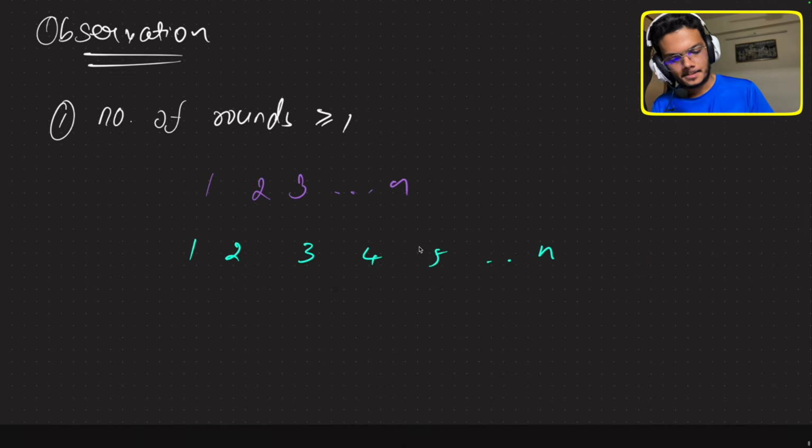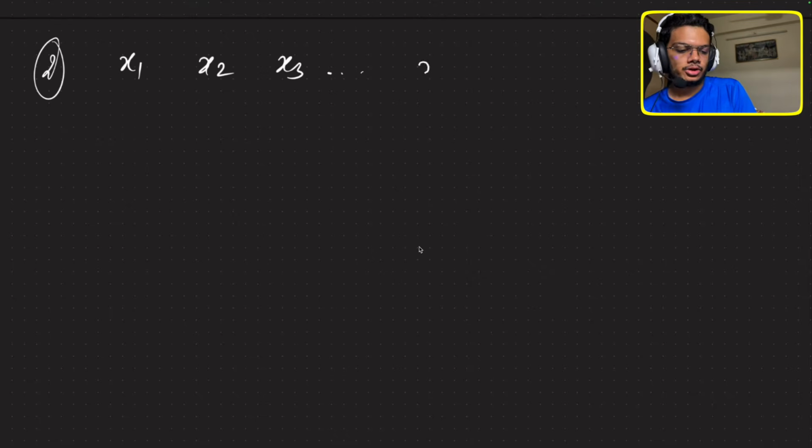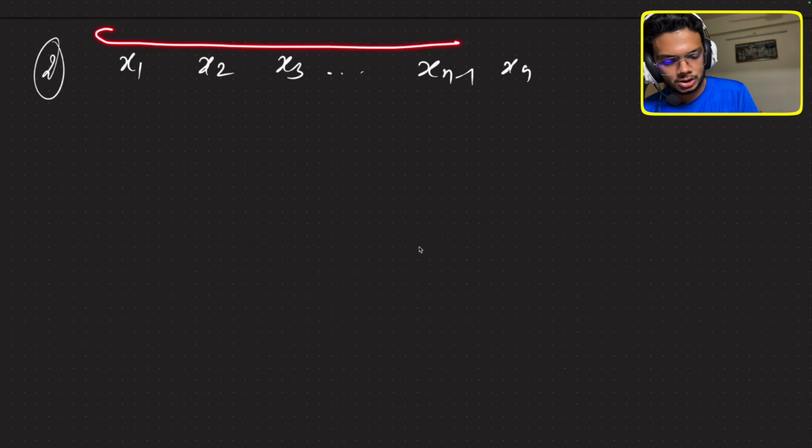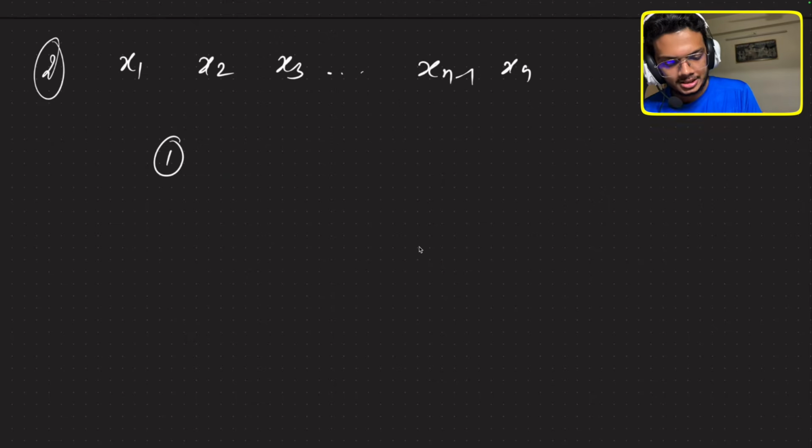Now, this observation is there. What next? Next observation. Let's say you are given an array like this: x1, x2, x3, and so on, xn minus 1 and xn. So this array is given to you. Now let's say you are trying to collect the numbers. In the first round, you are going from left to right like this. So first you found 1. Then let's say you found 2. Then let's say you found 3.